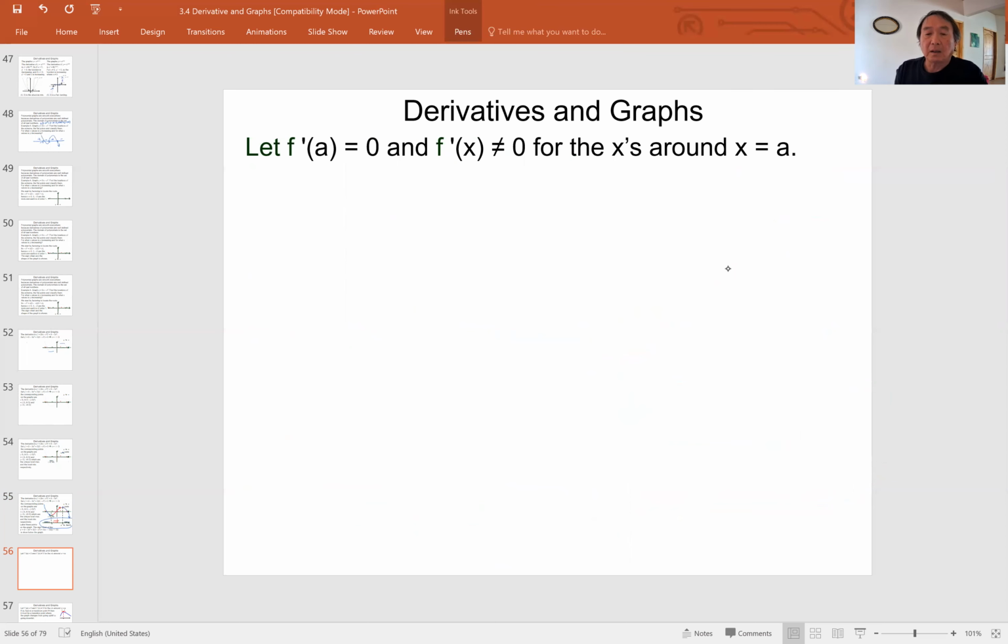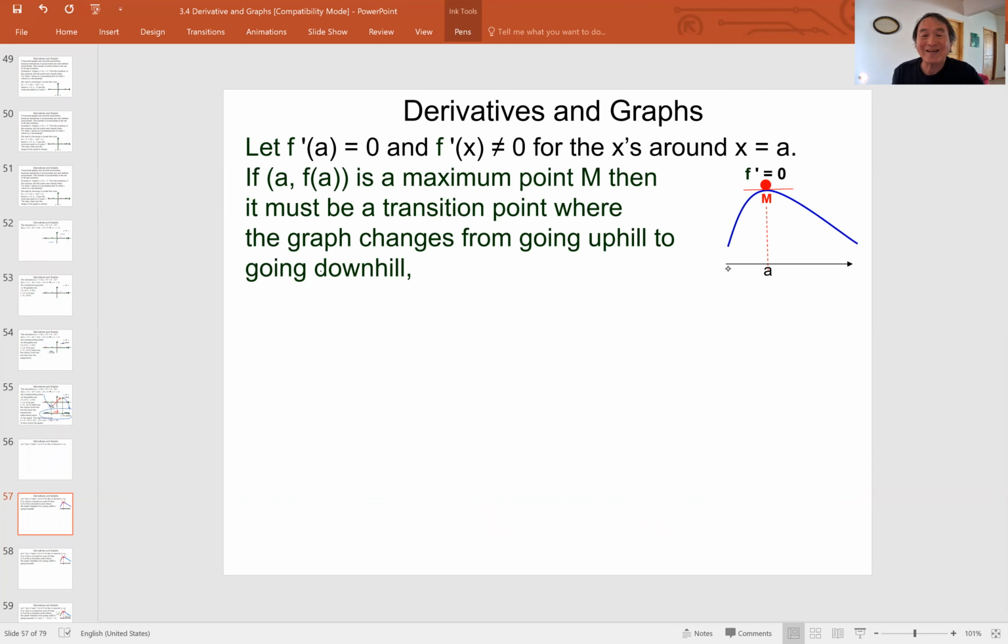Excuse me. Now, let's look at a point where the derivative is 0. And we're assuming this is the only point where its derivative is 0, and everywhere around the point, the derivative has a sign. It's either positive or negative. Okay. And now we can break down into cases, because they classify what type of point we have at these critical points where the derivative is 0.